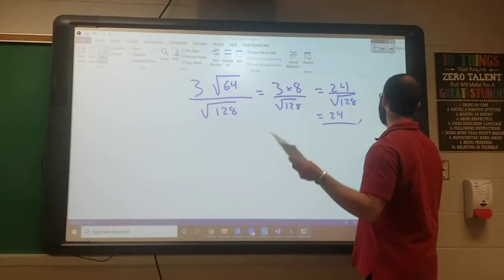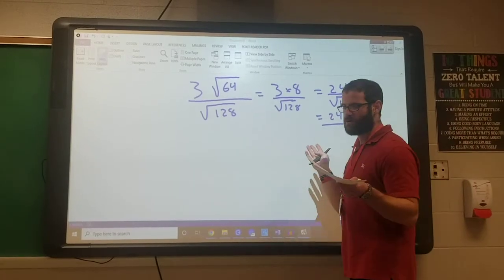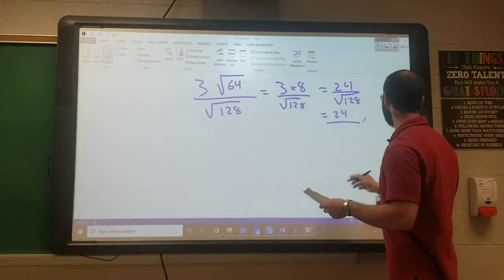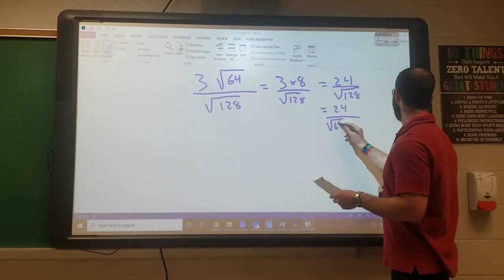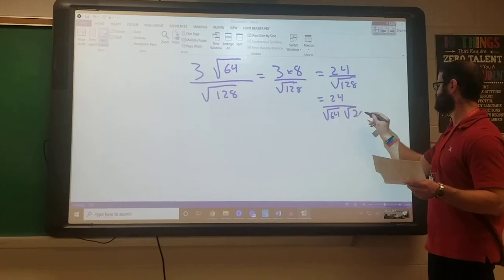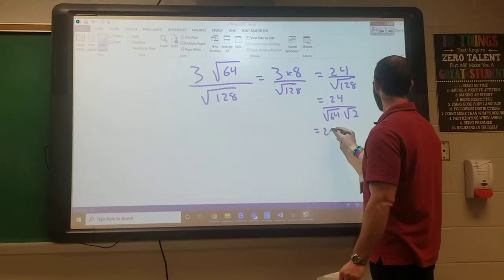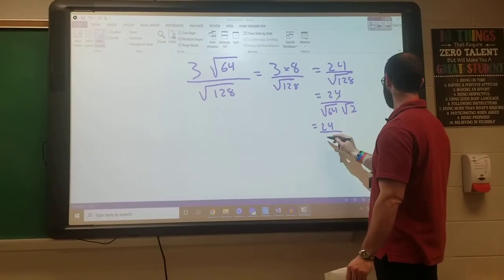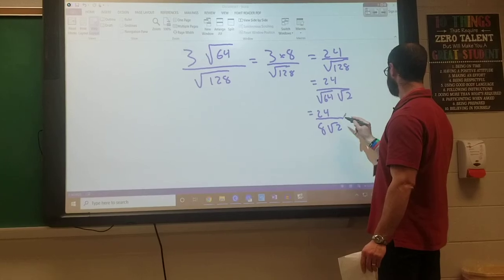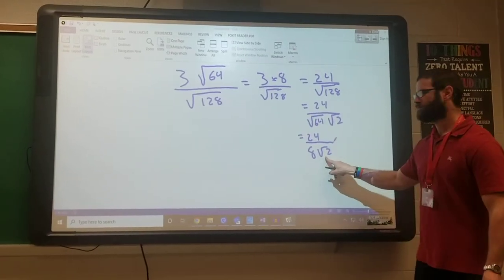So square root of 128, we're thinking what is the largest perfect square that goes into 128? Okay, and we should find that that is 64. So square root of 64, how many times is 64 going into 128? That's 2. So square root of 64, square root of 2. Let's simplify that. So 24, we know square root of 64 is 8, correct? So that's 8, and then I got square root of 2. Okay, we're still not done because we still have a square root in the denominator.